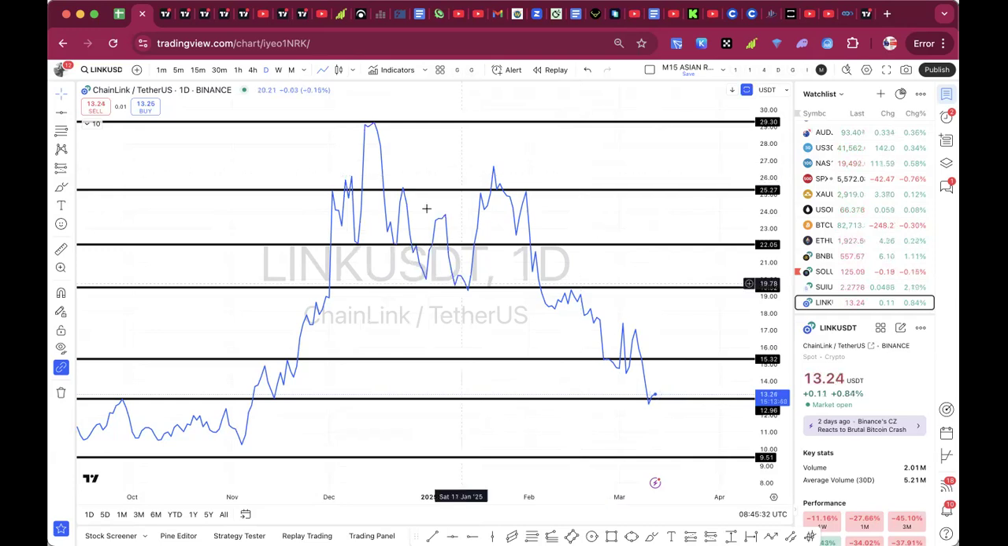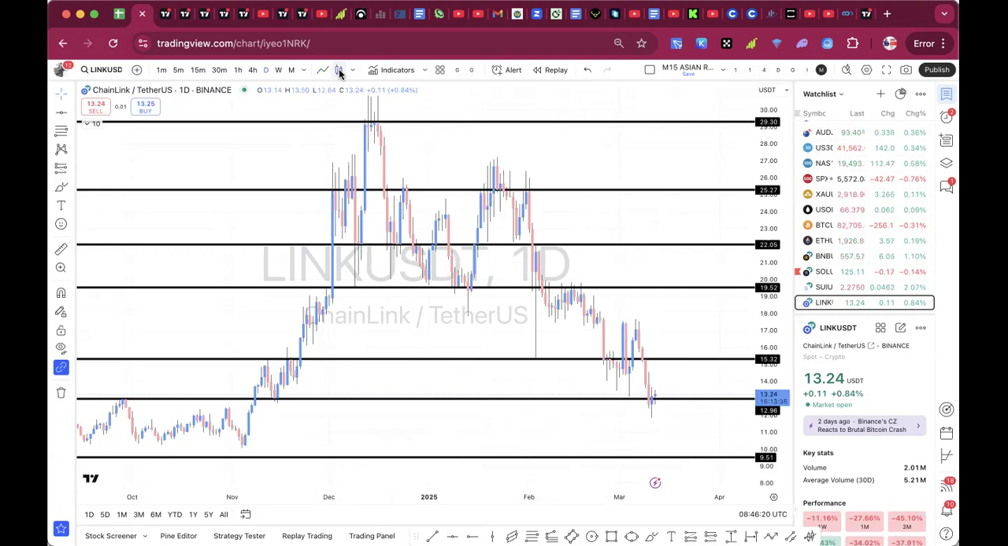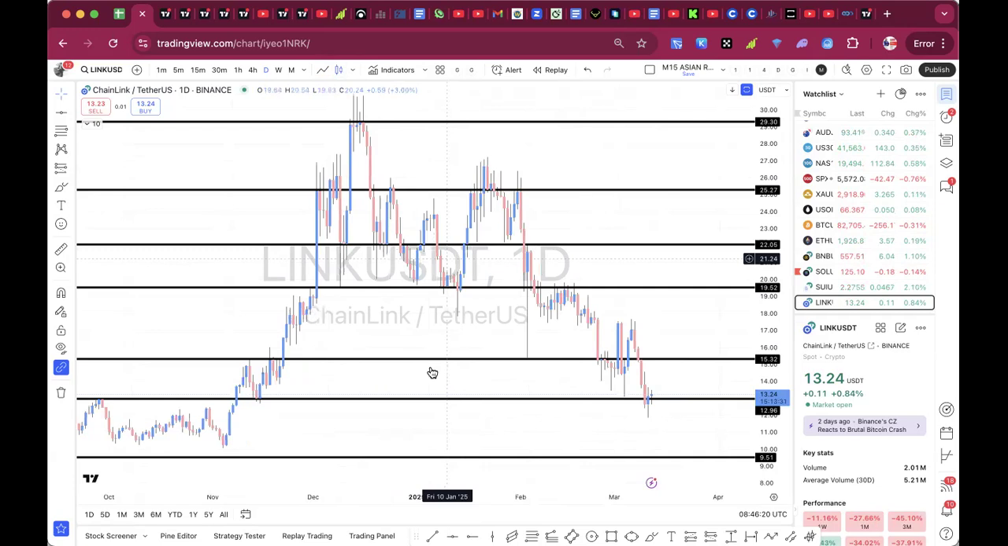All right. So I'm changing it back to candle because we are going to be working with candle. So you need to know that. So it's changed back to candle. So you can see that ordinarily, Chainlink had been bearish.